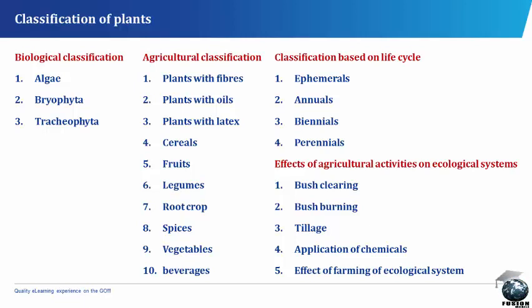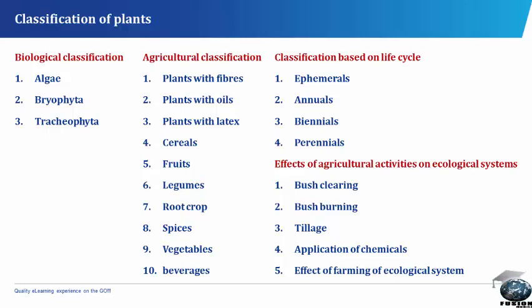Classification based on life cycle includes the ephemerals, the annuals, the biennials, and the perennials. Ephemerals are plants that have a few weeks cycle, for example, the amaranthus and waterleaf. While annuals are plants with a 1 year life cycle. For example, we have the rice, the yam, the maize, the garden eggs, and the tomato under this annual plant.